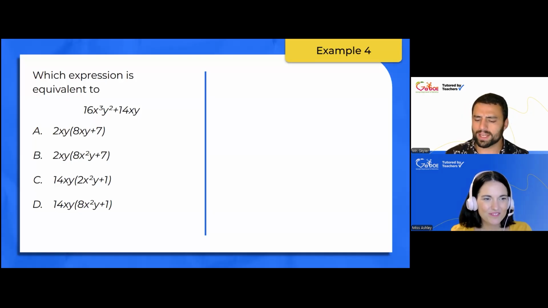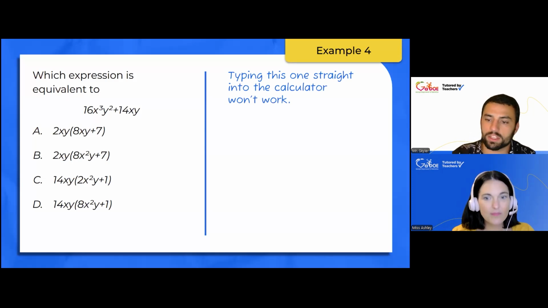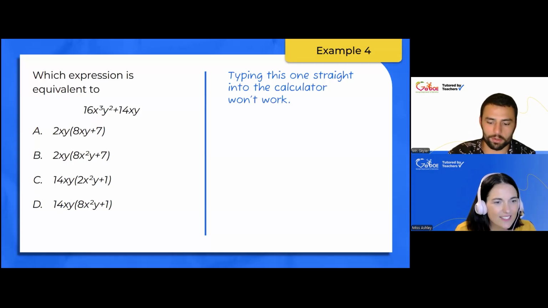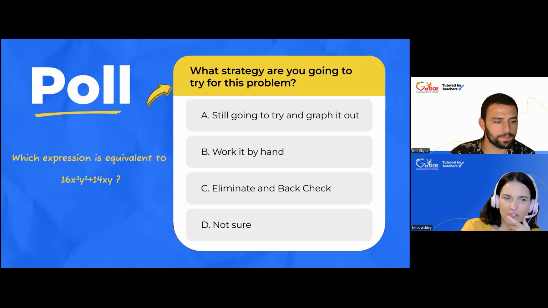Now, we can't always jam stuff straight into the calculator. So if you type this in, you're probably going to get one of those caution signs on Desmos, right? It's not a calculator SAT. You still got to have these math skills. The calculator is just a tool. Now, all of our answer choices are in the form of factors, and that's going to help us solve using another strategy.